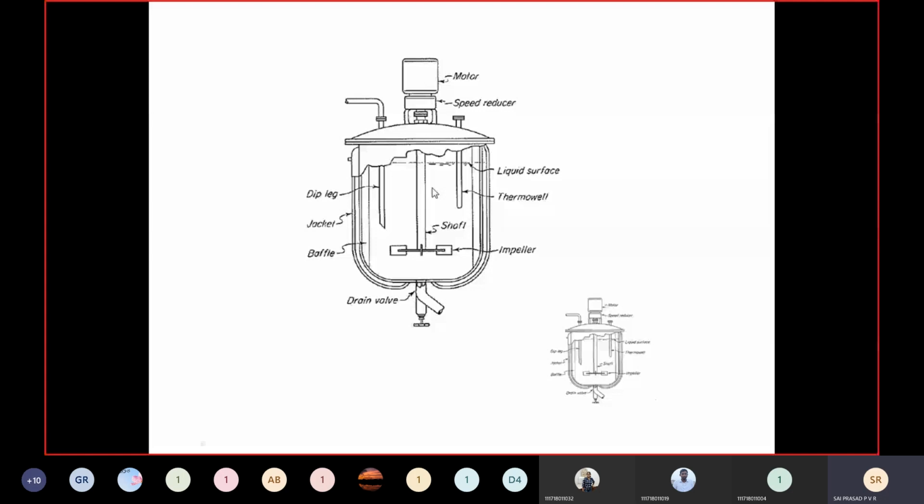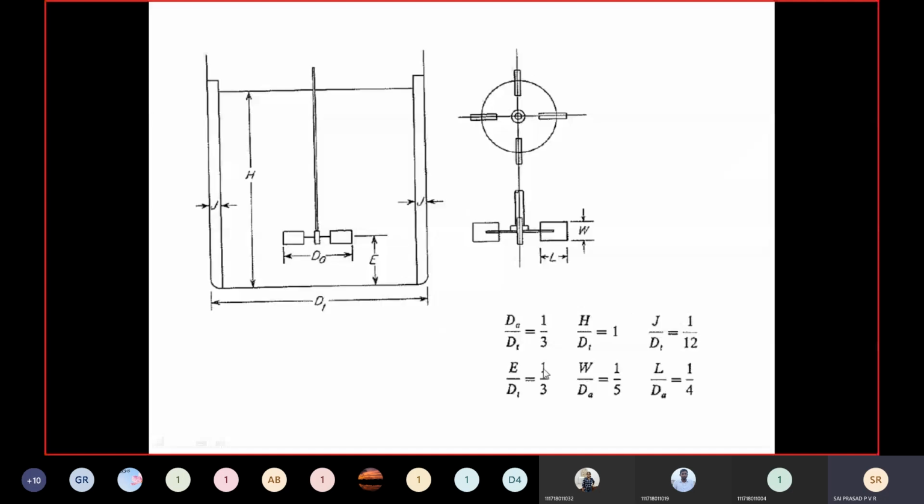So now these ratios you already know. In the pilot plant vessel, the ratio dA by dt is 1/3. Even in the large process vessel, we should maintain the same ratio. Then only it is called geometrical similarity.